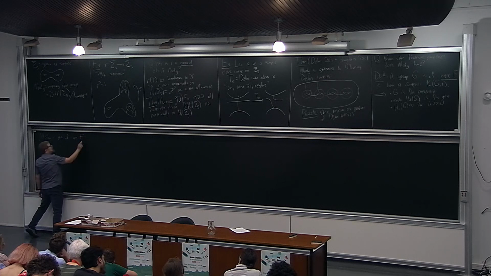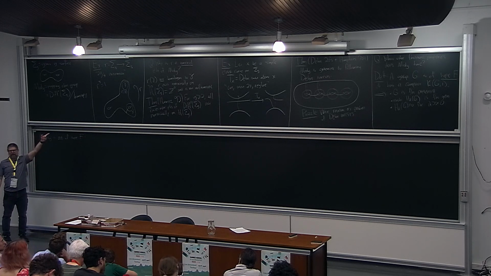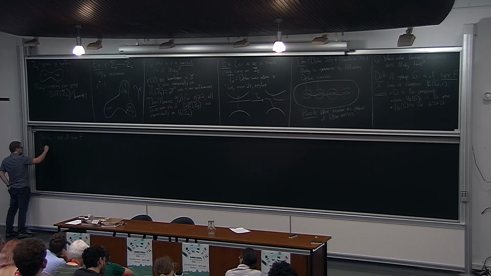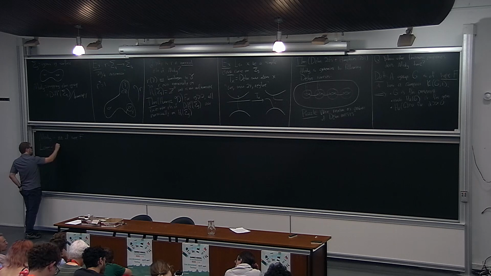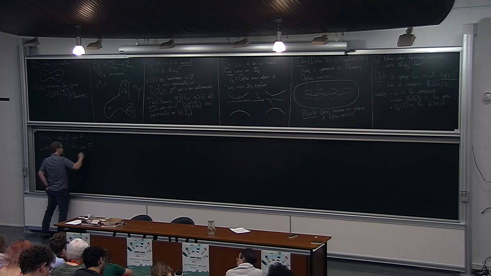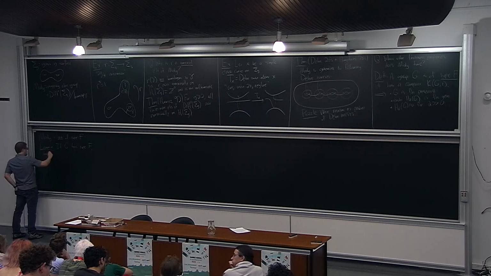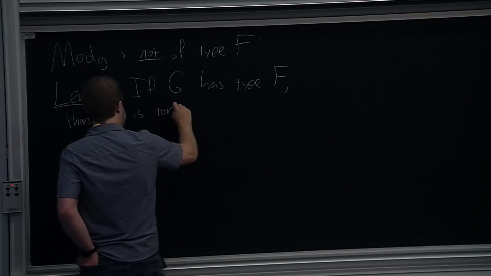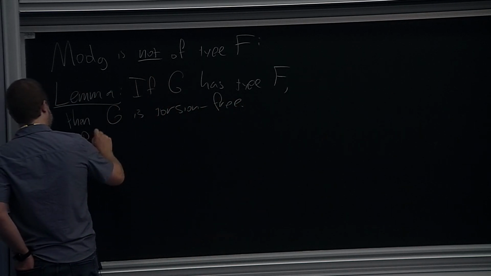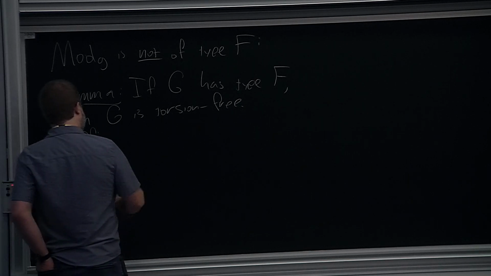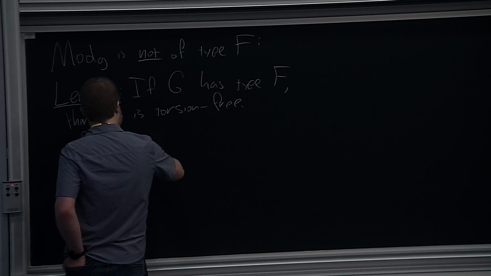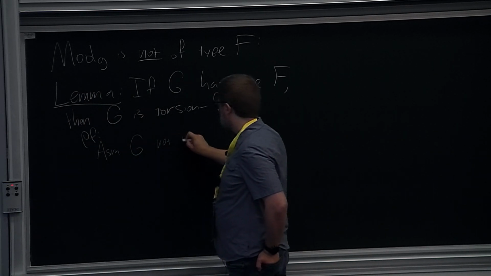And here's the reason. I wrote down, as we see up there, that the mapping class group has large numbers of torsion elements. Here's a little lemma. If G has type F, then G is torsion free. And why is that? Proof. Let's assume that G is not torsion free.